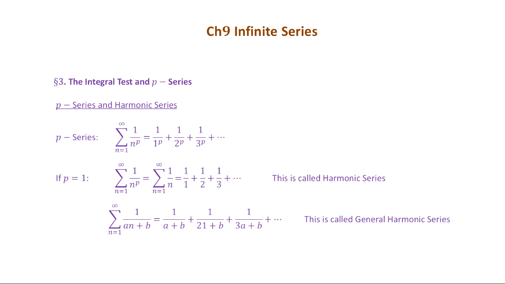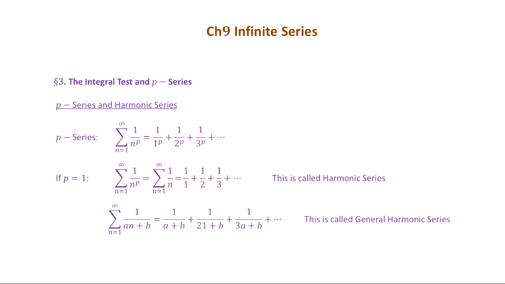Remember that means 1 over 1 to the p plus 1 over 2 to the p plus 1 over 3 to the p, where p is any positive number. So in the p series, the p means the exponent of n in the denominator, and it is a constant for any particular series. What is changing is n. Remember, for the p series, what changes is n, not p.